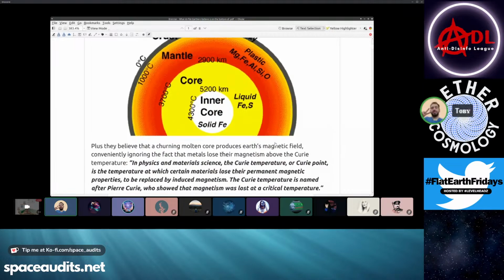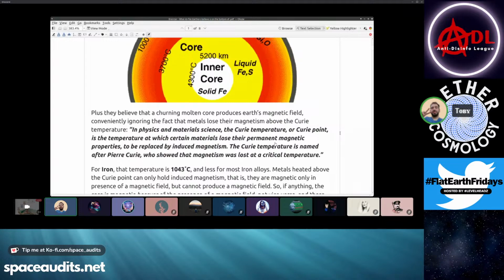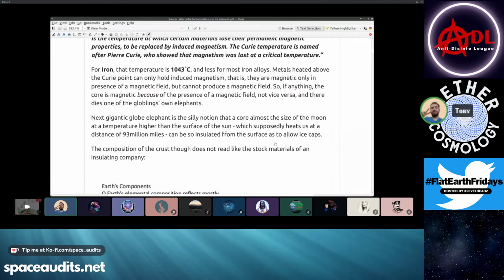Plus, they believe that a churning molten core produces the Earth's magnetic field, conveniently ignoring the fact that metals lose their magnetism above the Curie temperature. In physics and materials science, the Curie temperature or Curie point is the temperature at which certain materials lose their permanent magnetic properties to be replaced by induced magnetism. The Curie temperature is named after Pierre Curie, who showed that magnetism was lost at a critical temperature. For iron, that temperature is 1043 degrees Celsius, and less for most iron alloys.